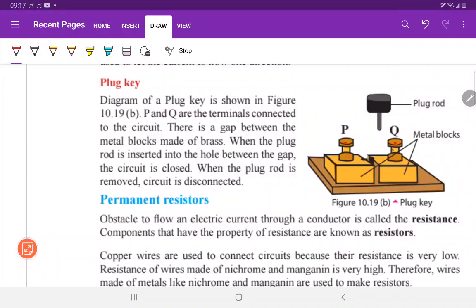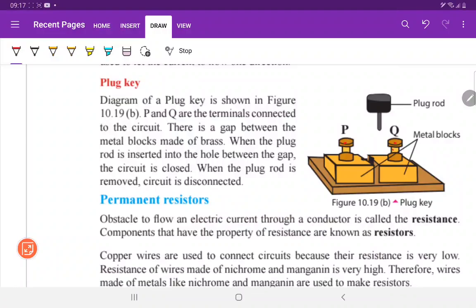Okay, so there is a gap between the metal blocks made of brass. When the plug rod is inserted into the hole between the gap, the circuit is closed. When the plug rod is removed, the circuit is disconnected.